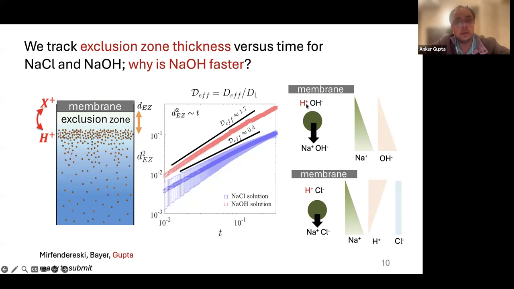So this becomes water at the top. It's H plus and OH minus. It becomes water at the top. So if you think about the gradients, I have Na plus at the highest at the bottom, OH minus is the highest at the bottom. So both the ions are highest at the bottom.